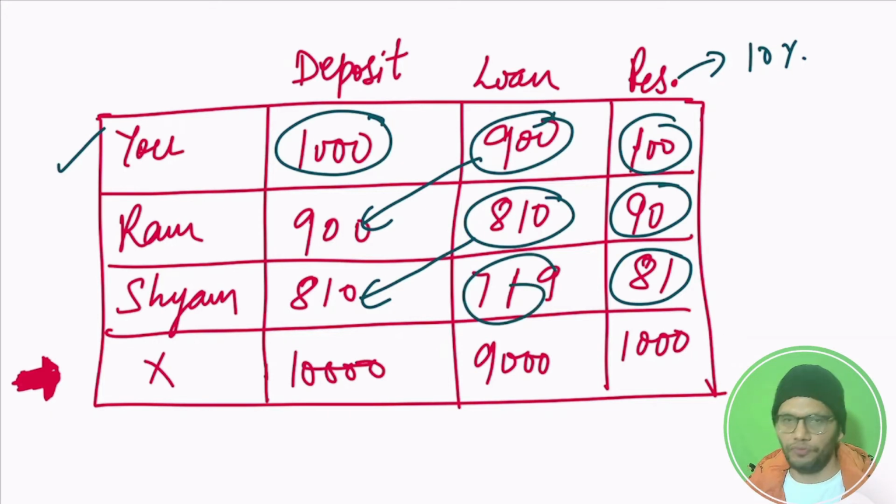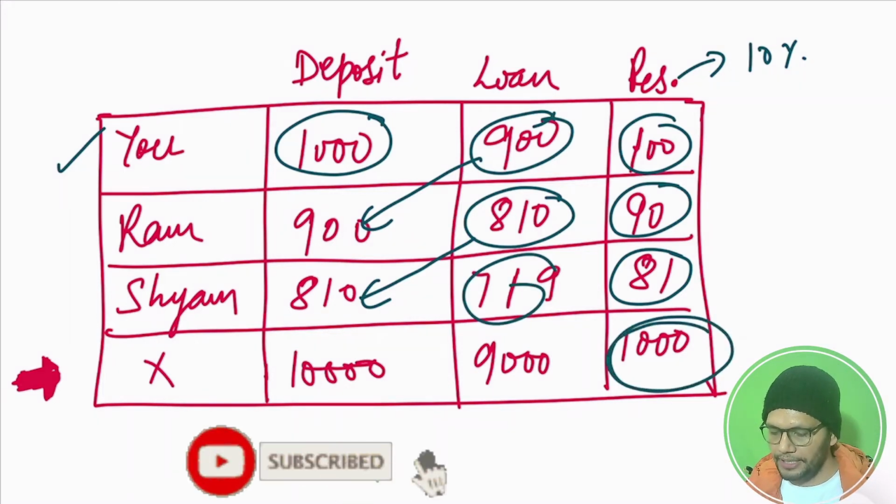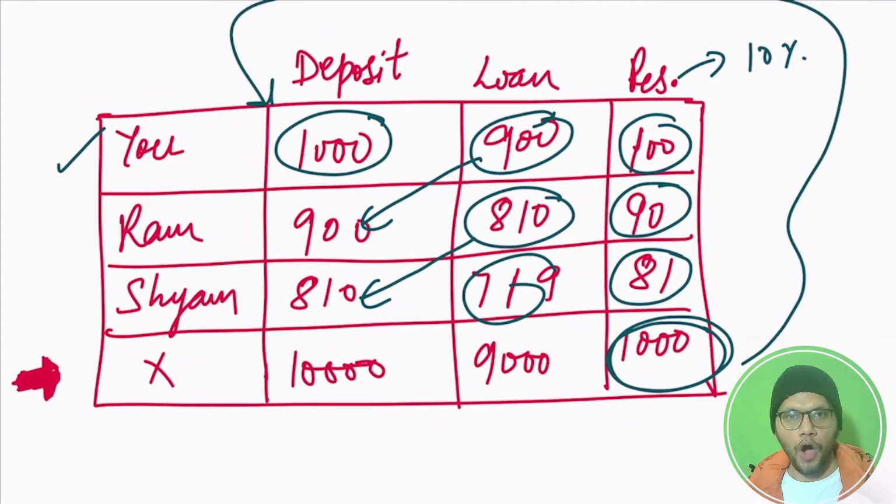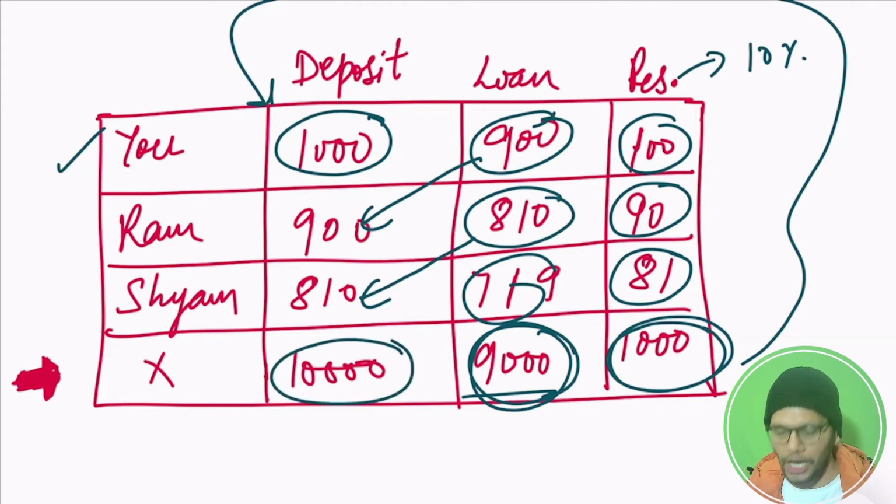Now this process will continue till the time total reserve money with the bank is 1000 rupees, which was the initial money that you had. How much money did the bank lend out of that 1000 rupees? So this is the total money, 9000 rupees, that your bank lent to different people. And how much money is deposited with the bank? 10,000 rupees.